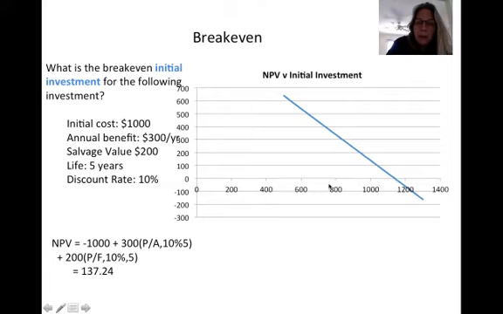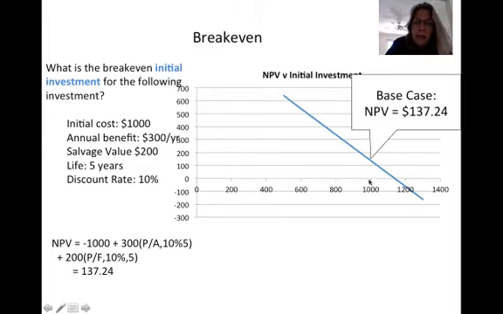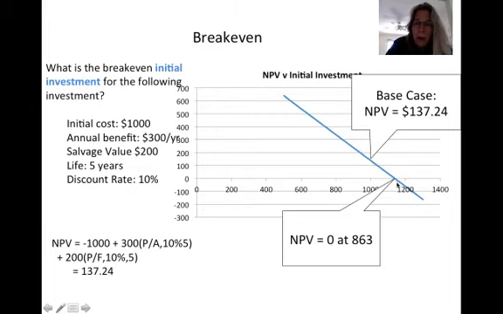What is the net present value? You can see as the investment increases, the net present value falls, right? Because this is a big negative initial value. And we can see here that, again, the base case at $1,000 is 137, and where it crosses 0 is 863.